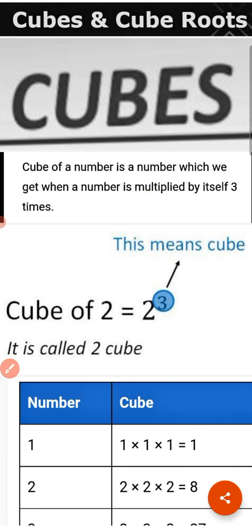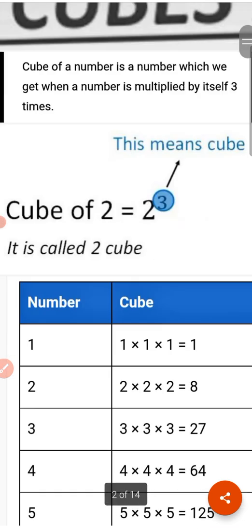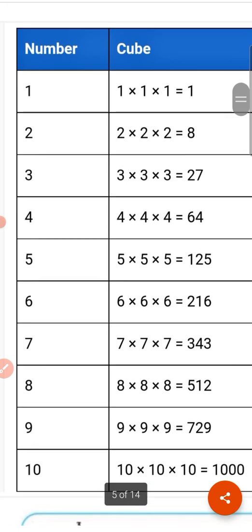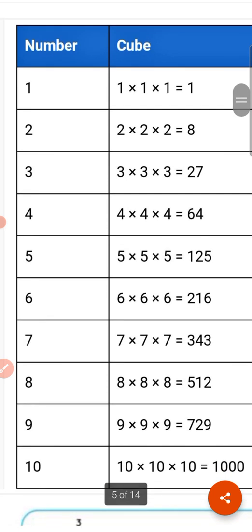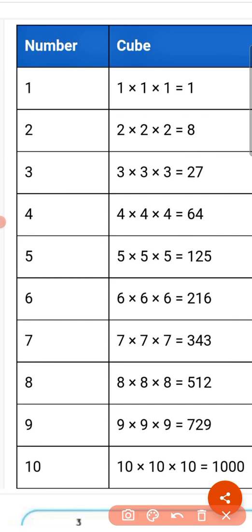Now let us find out the cube of first 10 numbers. Okay, first 10 numbers. Starting from 1, the cube of 1 is 1 into 1 into 1. 1 three times. 1 into 1 is 1. So cube of 1 is 1. The next, 2. Cube of 2 is 2 into 2 into 2, which is equal to 8. Cube of 3. 3 into 3 into 3 is equal to 27.